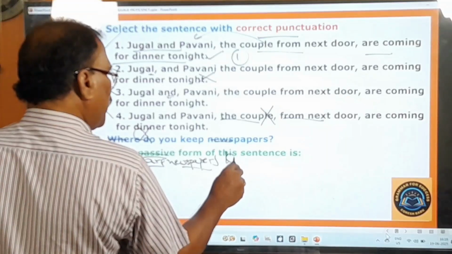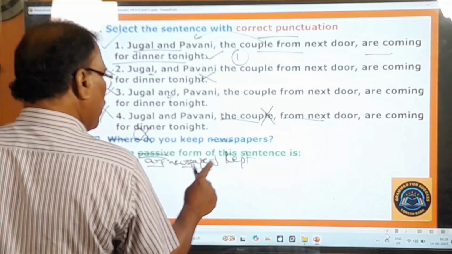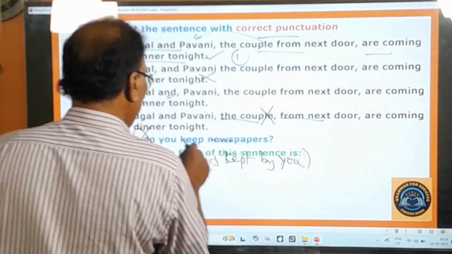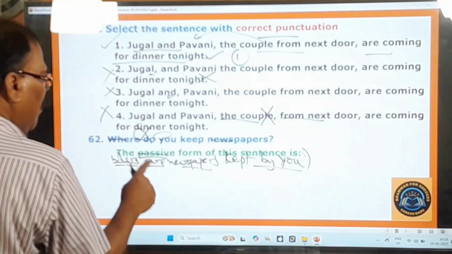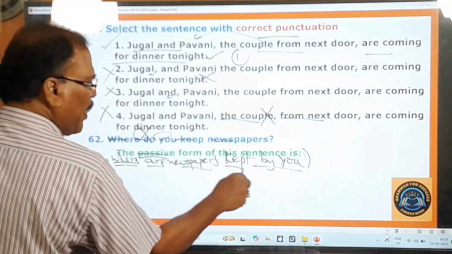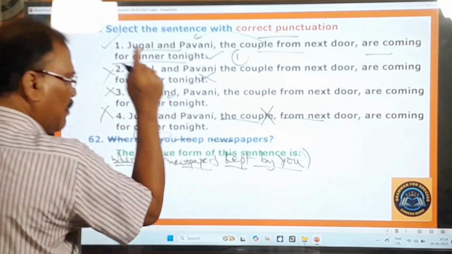Okay, kept. Where are newspapers kept by you? You is there, then it should be. Where are newspapers? Keep is turned into the past participle form of the verb, kept. So where are newspapers kept by you? So this should be your answer.